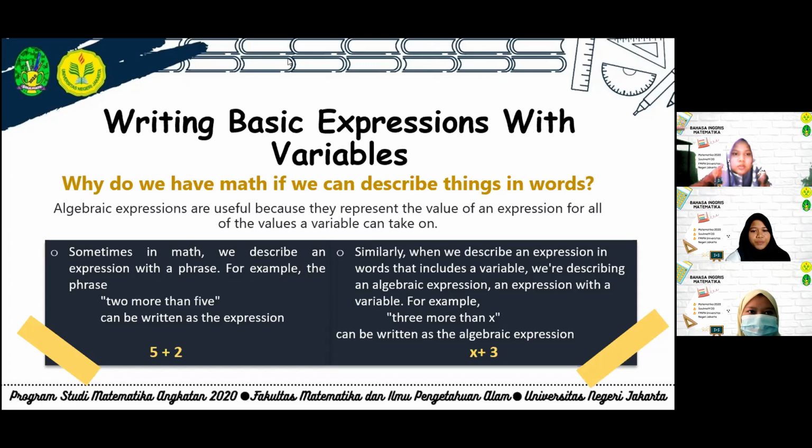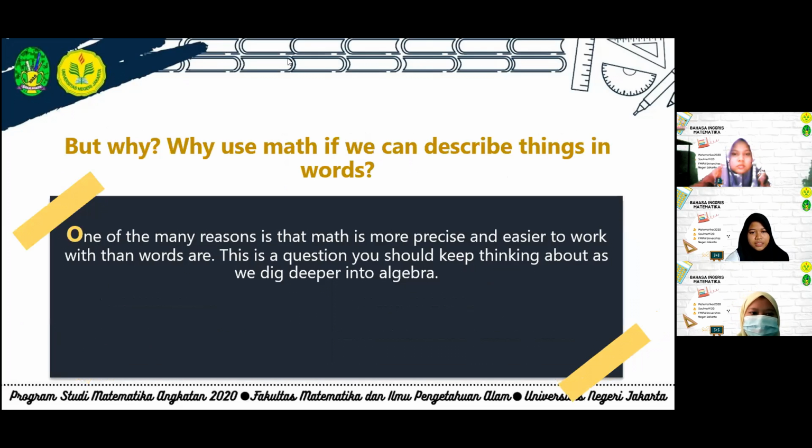Similarly, when we describe an expression in words that includes a variable, we are describing an algebraic expression. For example, "3 more than x" can be written x plus 3. Next. But why use math if we can describe things in words? One of the many reasons is that math is more precise and easier to work with than words are. This is a question you should keep thinking about as we dig deeper into algebra.